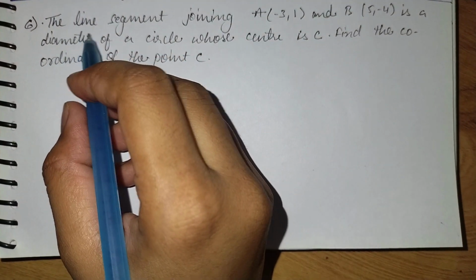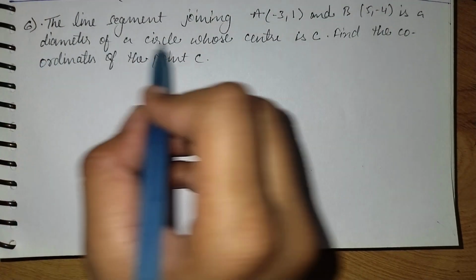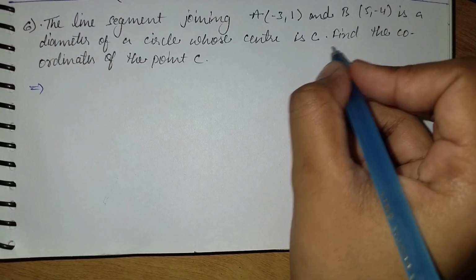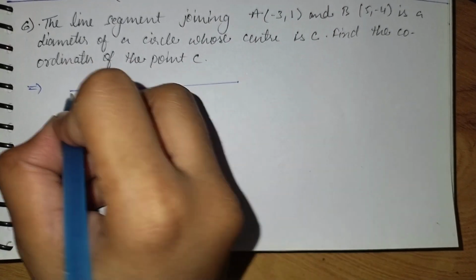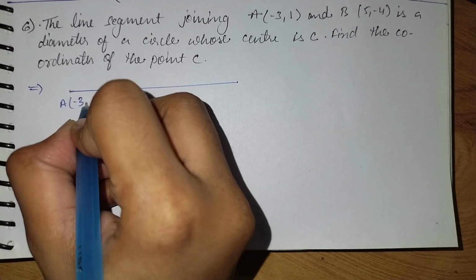Now let us solve question number 6. The line segment joining these 2 points is a diameter of a circle whose center is C. Then we have to find the coordinates of point C. Then this is minus 3 comma 1.